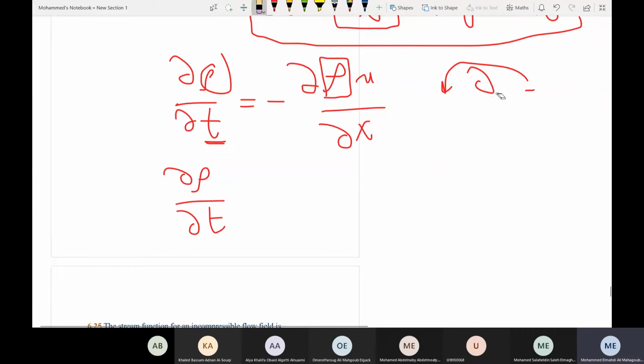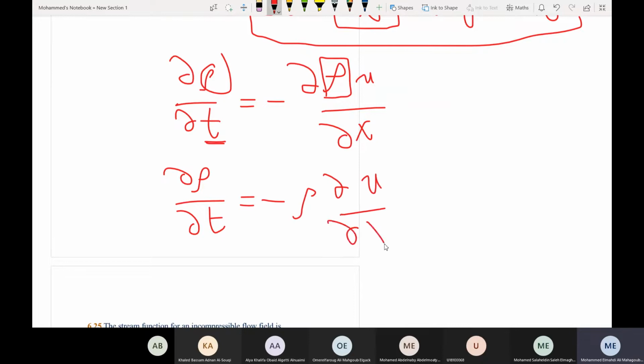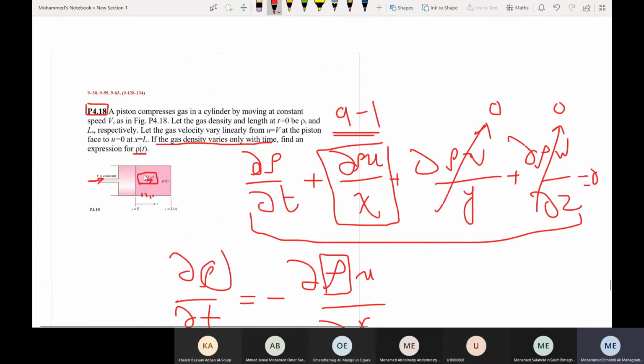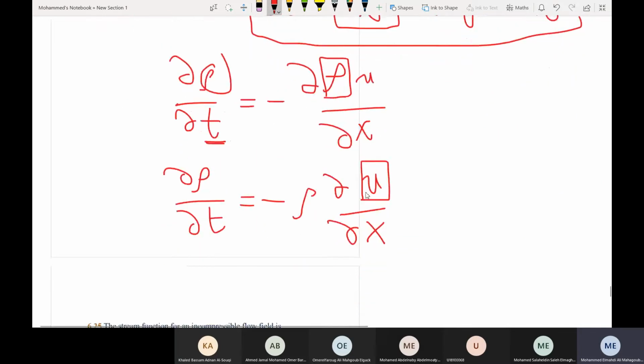So, okay, let's continue. Our rho is now outside equal to minus rho partial u by partial x. What's left for us is to write an expression for u with respect to x, because we only know u, but we don't know its expression with relation to x. So we need to write the expression for u before we start solving. How can we do the expression for u?